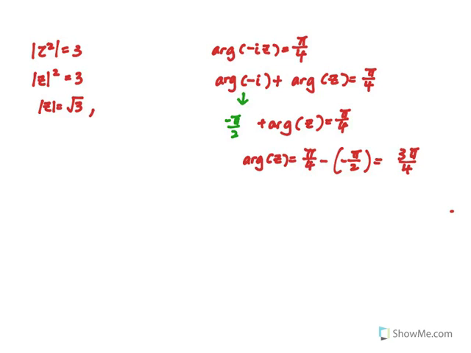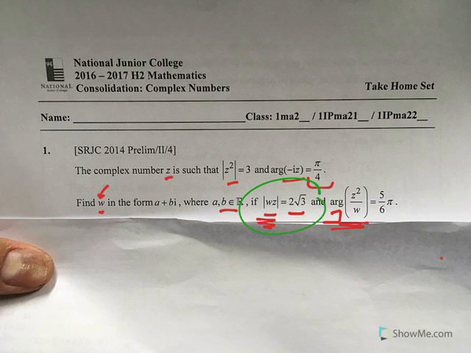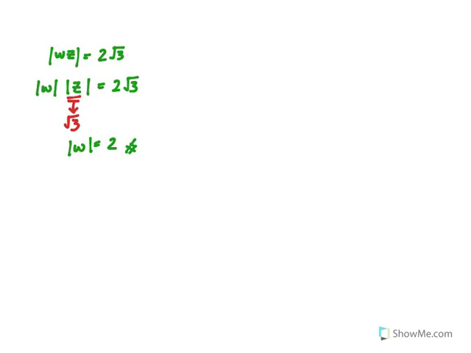Next, we are going to use these two hints given to us to find w. We know that the mod of wz equals 2 square root 3, and the modulus of the product is the same as the product of the moduli. Since from earlier we found that the mod of z equals square root 3, this just means that the modulus of w equals 2.